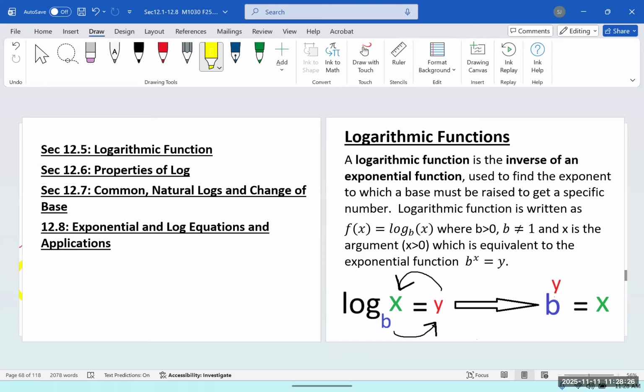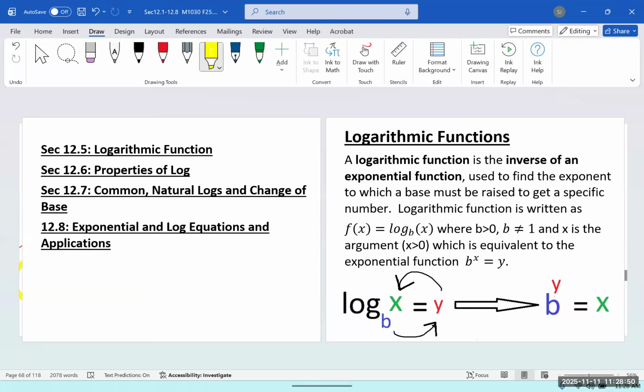So the positive side. And the base cannot be 0 or 1. And the inside of the log has to be strictly positive.